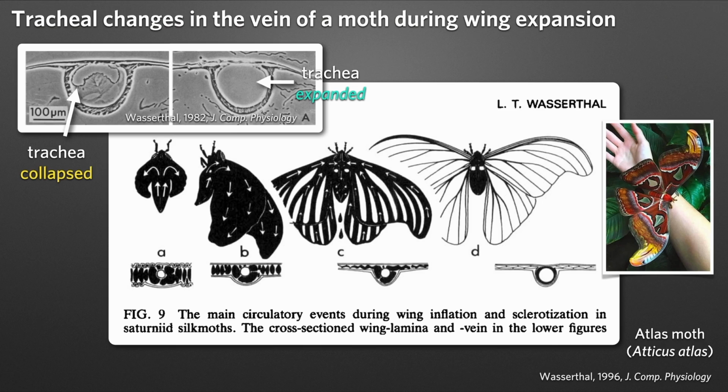Now, what I thought might be happening is the same thing that Wasserthal figured out in the 80s and 90s, which is in this giant atlas moth, if you look in the vein there, you see that in some cases you have a collapsed trachea, in some cases you have an expanded trachea. So that air then can displace the fluid volume in that vein. And Wasserthal actually hypothesized that this is what is happening during wing expansion in this giant atlas moth as well.